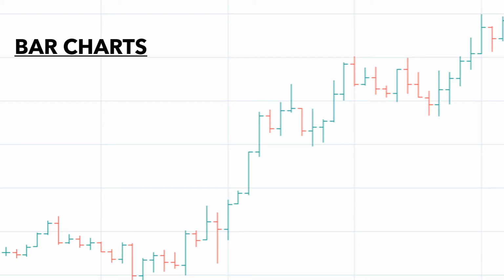The benefits of using the bar chart is you get to see the price action very quickly within a given period. But the downside to using bar charts is that their design is now outdated when compared to candlesticks.